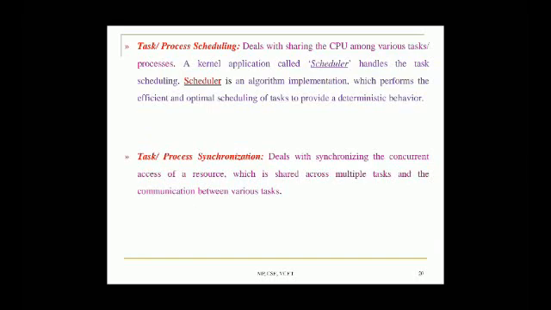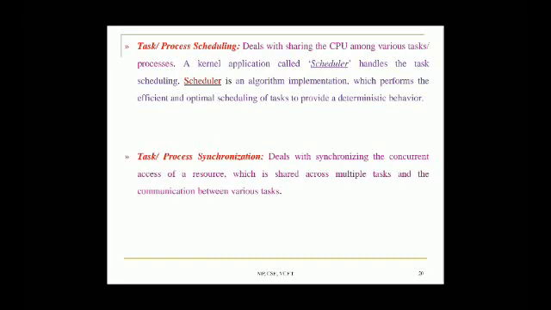Next one is task or process scheduling. We all know that multiple tasks or processes are going to be dealt with by the operating system, so the kernel must have some scheduling policy to give CPU time to different tasks. A scheduler is basically an algorithm for an implementation. It handles the task scheduling. Different methodologies or rules may apply to the scheduler, and the scheduler schedules the tasks accordingly. The process or task is executed according to that, and the scheduler plays a big role in providing deterministic behavior to an operating system.